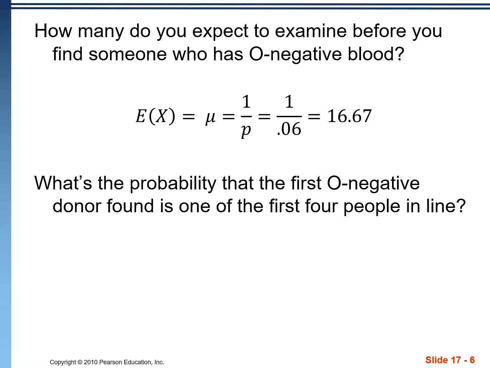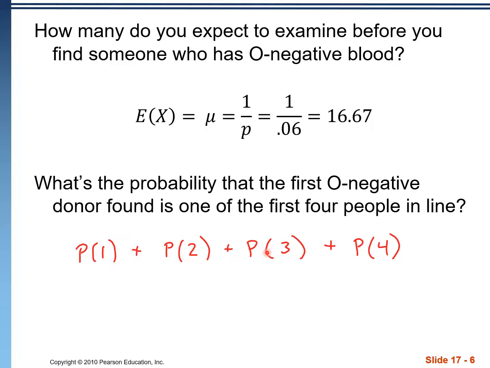What's the probability that the first O negative donor is found in one of the first 4 people in line? We have to take all the situations into consideration here. It could be the first person, second person, third, or fourth person. And we want to find probabilities for each of these individually. If it's the first person, there's just a 6% chance. For it to be the second person, it means that the first person was not O negative, in which case there was a 94% chance that it was not O negative, and then we found that the second person was.